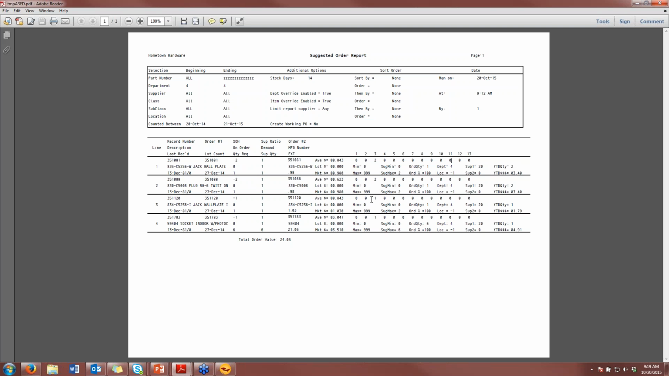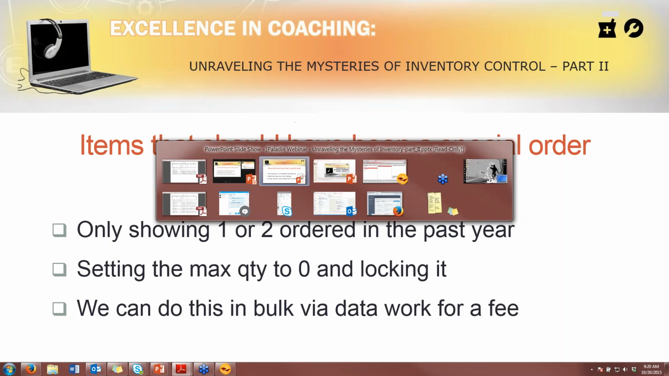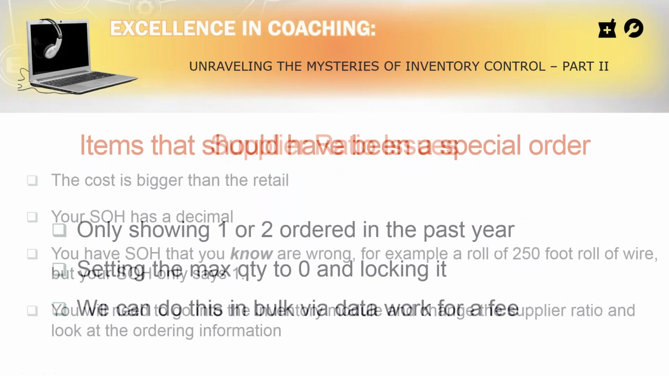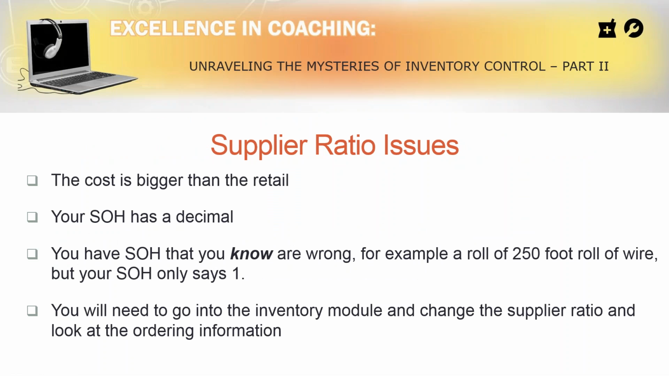want to go into each of these individual items, set the max quantity to 0 and lock it. That's going to allow it to no longer show up on the suggested order report. And then moving on to the next one, supplier ratio issues.